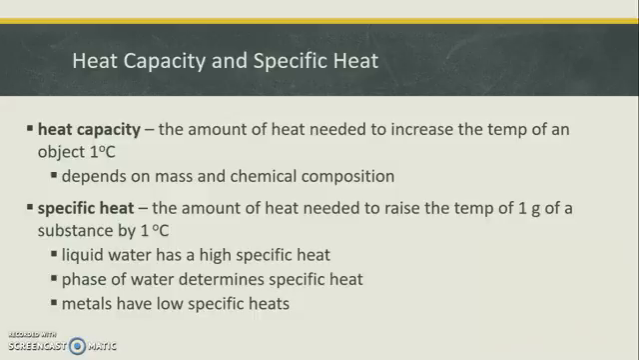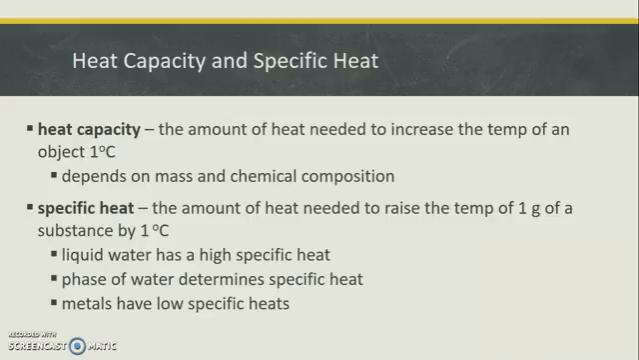We have heat capacity and specific heat. Heat capacity is the amount of heat needed to increase the temperature of an object 1 degree Celsius. So it's however much heat you need to raise the temperature of something by 1 degree. You have experience with this. You should know that different things have different heat capacities. For example, if you have dirt outside versus asphalt, dirt doesn't get anywhere near as hot as asphalt does because the asphalt is much more easily raised with sunshine hitting on it. The temperature goes up really quick. It depends on mass and chemical composition.